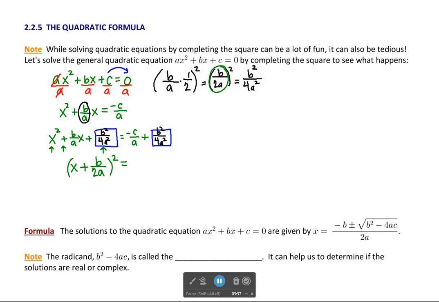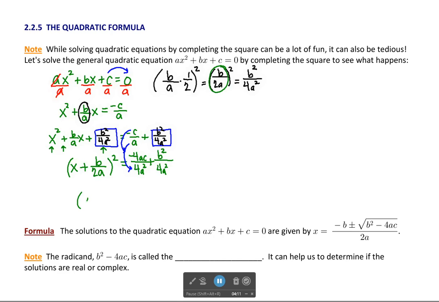On the right side, we need to combine these two fractions, which is going to require a common denominator. So between a and 4a squared, our common denominator is 4a squared. The second fraction already has that denominator, so there's no update required on that one. But my first denominator has been multiplied by 4a to get 4a squared, so I need to apply that to the numerator as well. So 4a times negative c gives me negative 4ac.